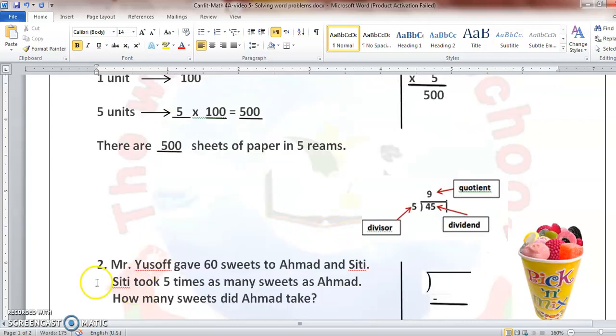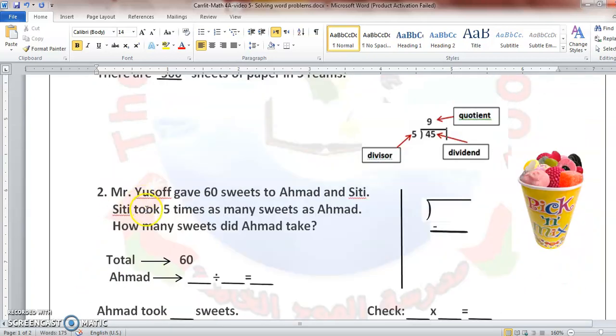Okay. Question number 2. Mr. Yusuf gave 60 sweets to Ahmed and Siti. Siti took 5 times as many sweets as Ahmed. How many sweets did Ahmed take? So imagine this is 1 cup of sweets and it has 60 sweets. Mr. Yusuf gave these 60 sweets to Ahmed and Siti. But Siti took 5 times as many sweets as Ahmed.